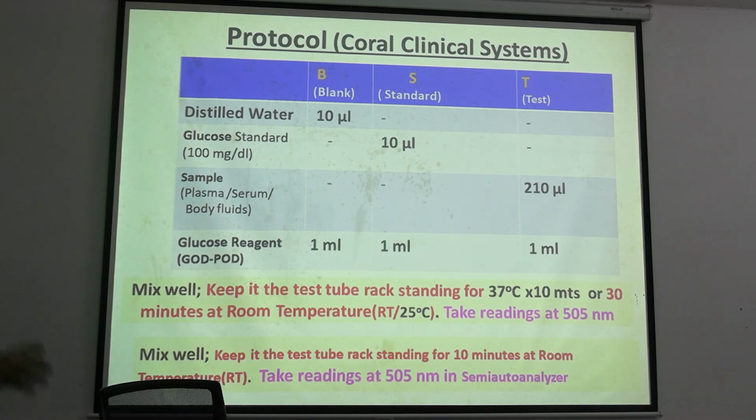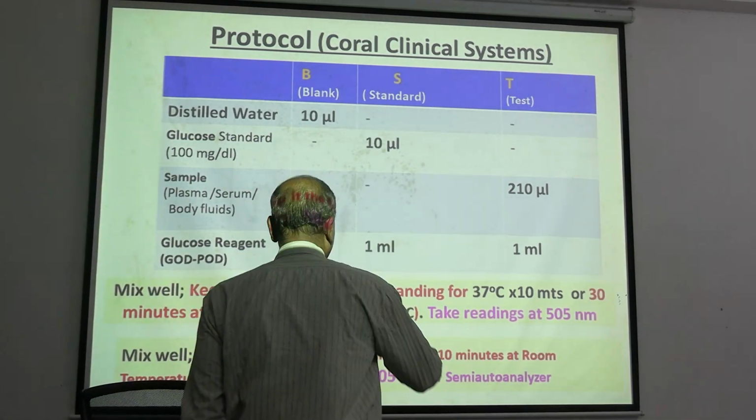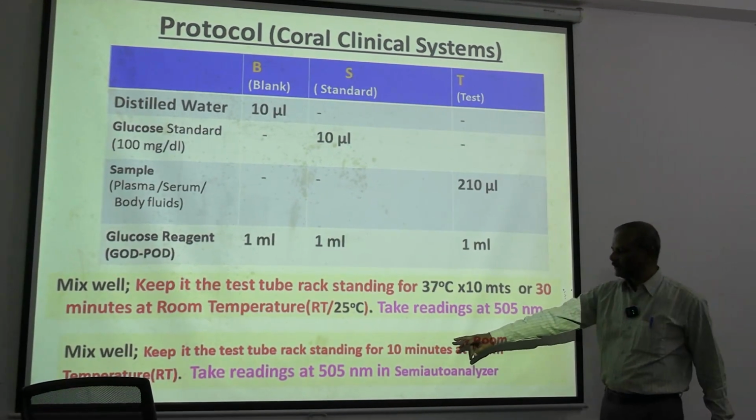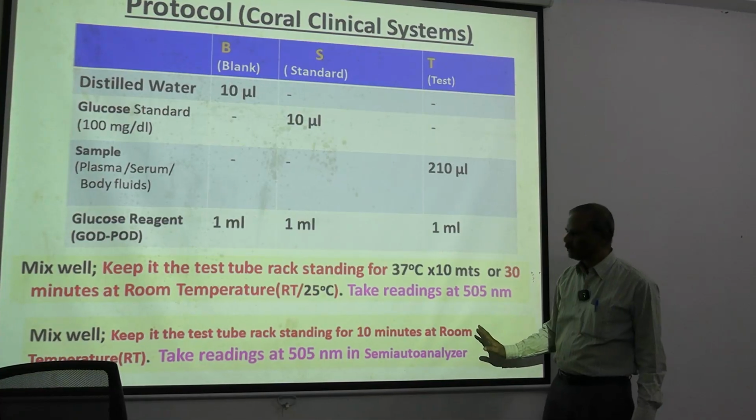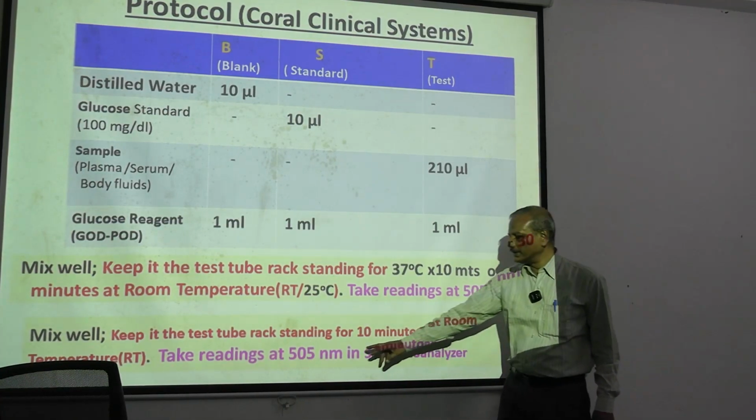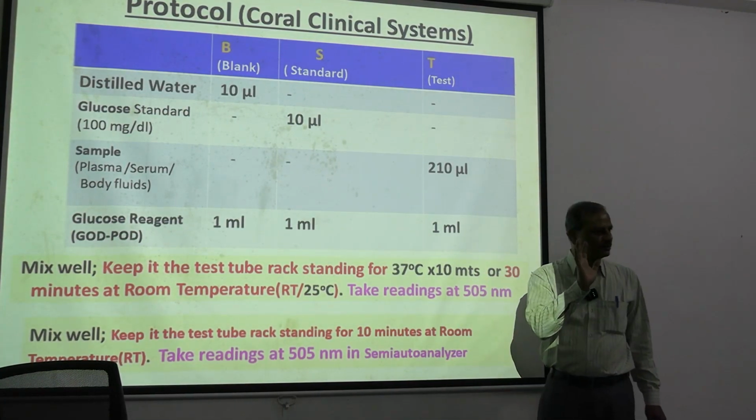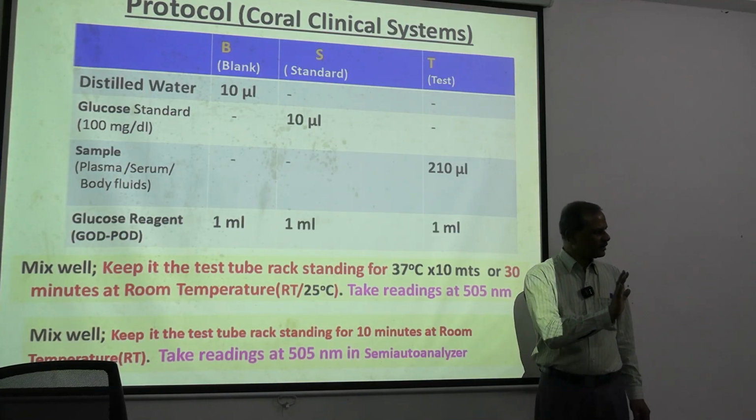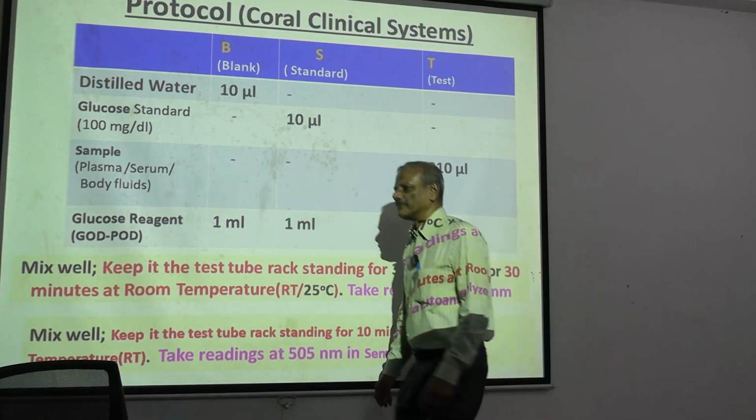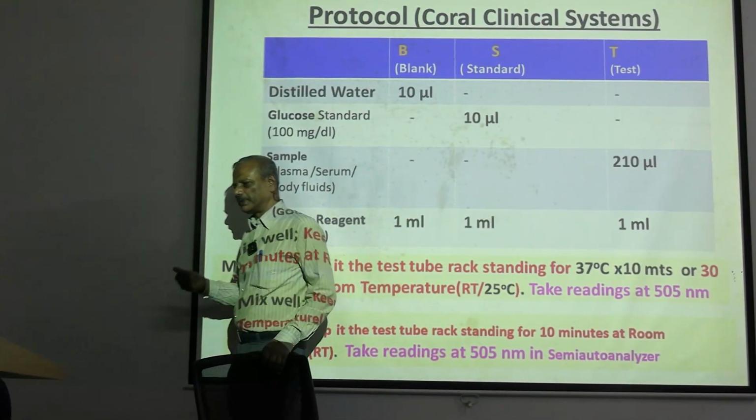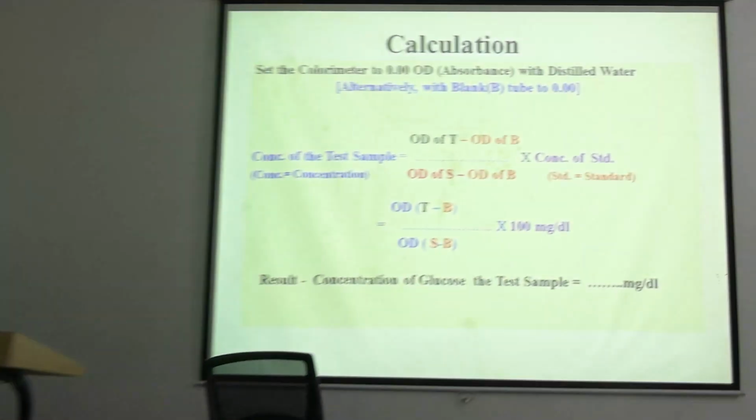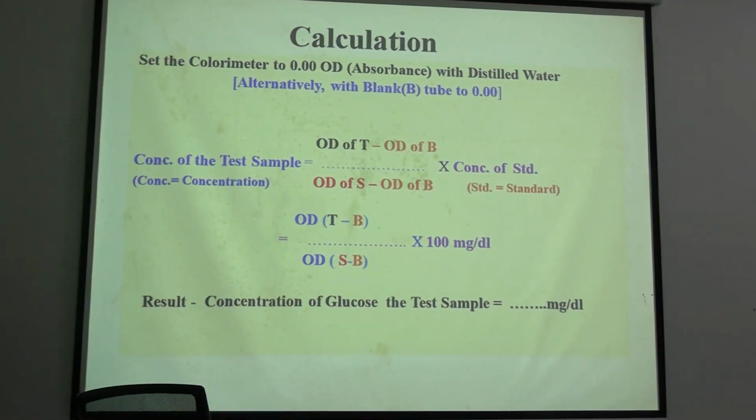Now, in reality, you will not use this colorimeter. You will use a spectrophotometer or semi-auto analyzer. Here I have checked that you keep the reagent standing for 10 minutes at room temperature, and then take the reading at 500 nanometer, because this will be set in the instrument, and you will get an OD reading, and from the OD reading we will calculate. Okay. Now, what will be the calculation? It depends on the reaction. So, this is what I explained to you on that day.